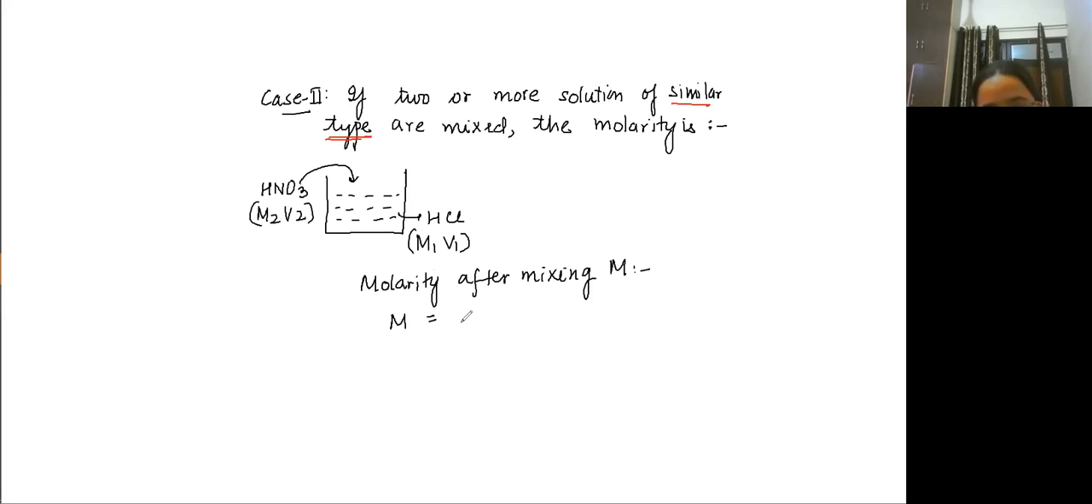Very good, Shobit. So what will be the final molarity? Will you agree the final molarity will be equal to moles of HCl plus moles of HNO3 divided by the total volume, that is V1 plus V2? Will you agree with this point, that this will be the molarity?